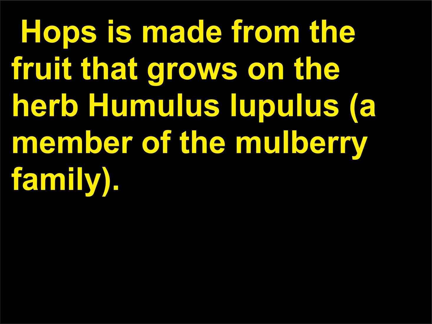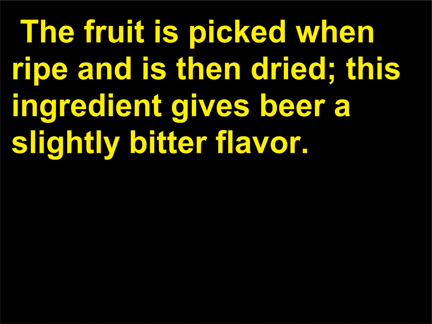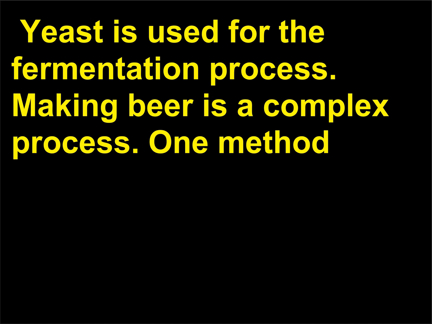Hops is made from the fruit that grows on the herb Humulus lupulus, a member of the mulberry family. The fruit is picked when ripe and is then dried. This ingredient gives beer a slightly bitter flavor. Yeast is used for the fermentation process. Making beer is a complex process.